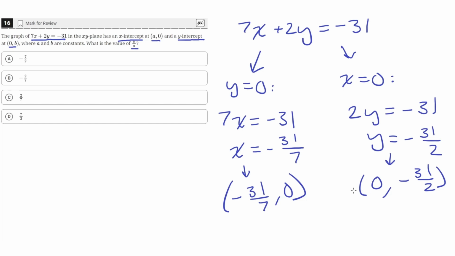That's the y-intercept. So then the ratio of b over a is just negative 31 over 2 over negative 31 over 7, which is just equal to 7 over 2, since the 31s will cancel out, and so will the negative sign, which is equal to answer choice D.